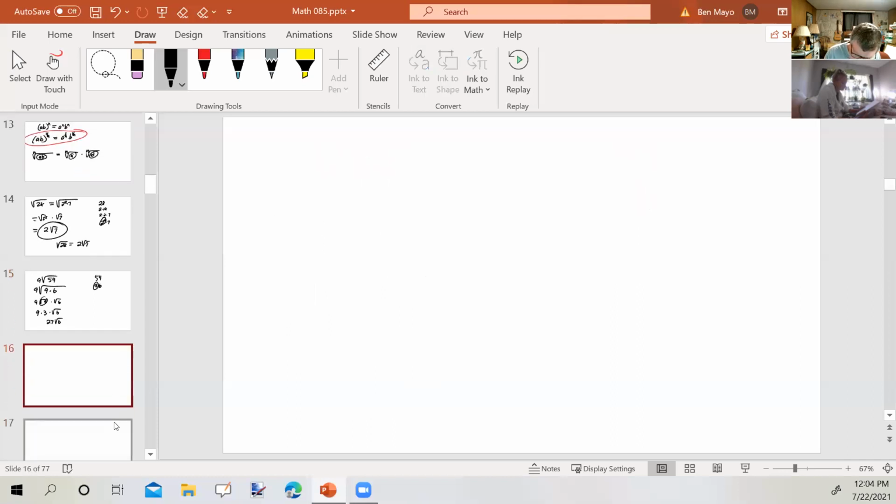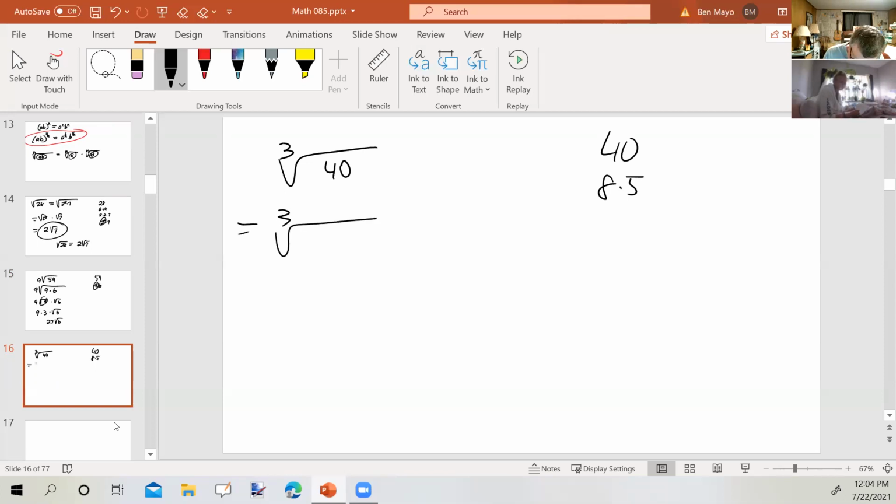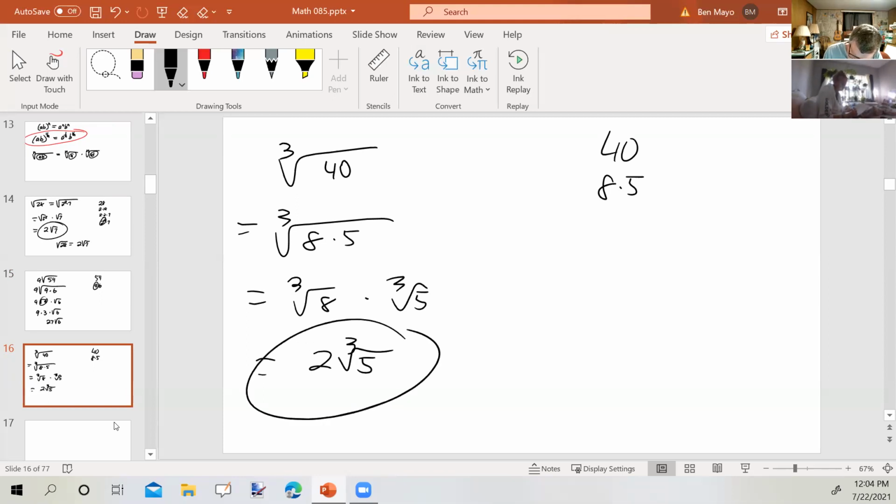How about this one? The cube root of 40. So now my index is a 3, so I'm looking for perfect cube factors. Well, 40 is 8 times 5, and 8 is 2 times 2 times 2. It's a perfect cube. So this is the cube root of 8 times 5, which is the cube root of 8 times the cube root of 5. The cube root of 8 is 2, so I get 2 cube roots of 5 as my final simplified answer.